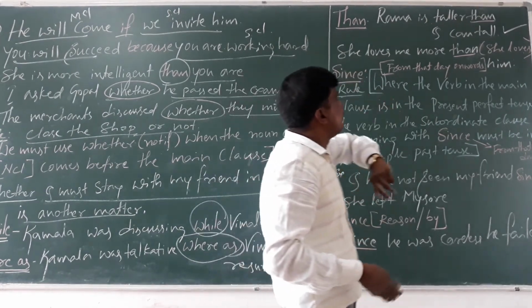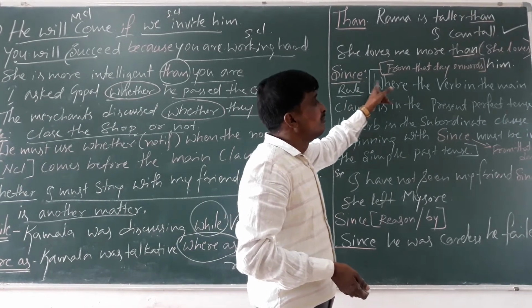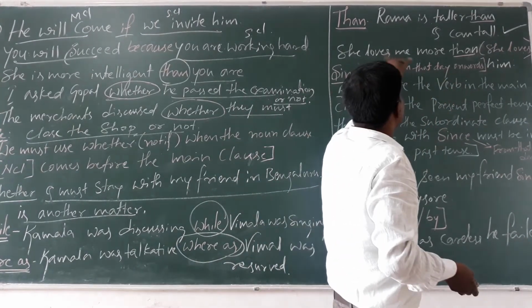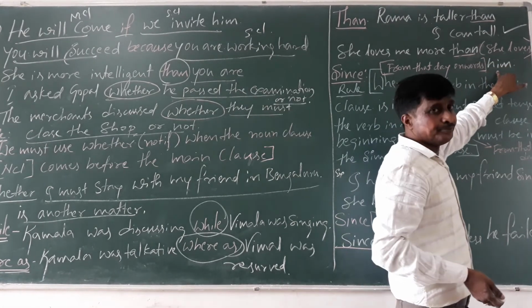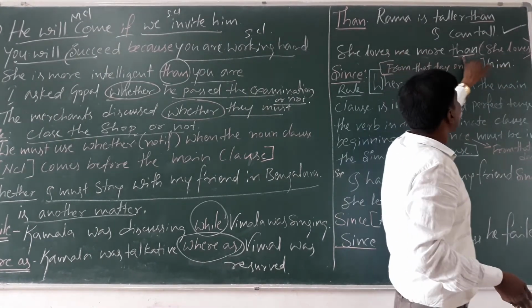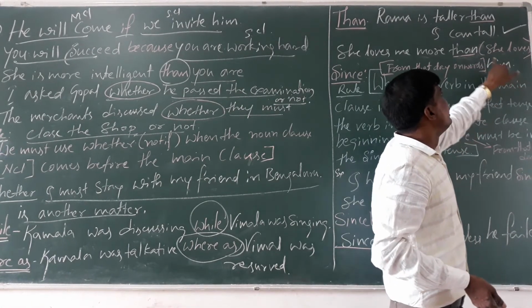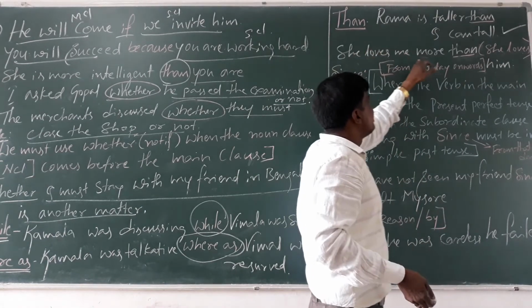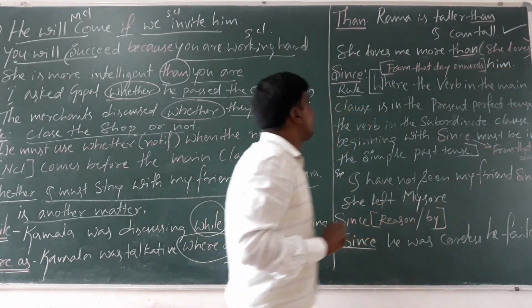She loves me more than him. She loves me more than she loves him. See there, she loves him. She loves me more than she loves him. This is the correct way.